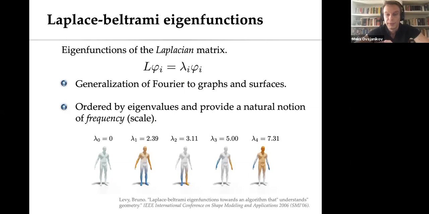In Bruno's SMI 2006 paper, he advocated the use of the Laplace-Beltrami eigenfunctions. And what are those? These are the eigenfunctions of the Laplacian matrix. The Laplacian is like a cotangent Laplacian, for example, which was used before, especially for shape parameterization. These are basically generalizations of Fourier bases to graphs and surfaces, and they have many of the similar properties as Fourier bases. For example, they're ordered by frequency in the same way as the Fourier basis is. The frequencies are exactly the eigenvalues. So here's an example of the Laplace-Beltrami eigenfunctions on some shape.